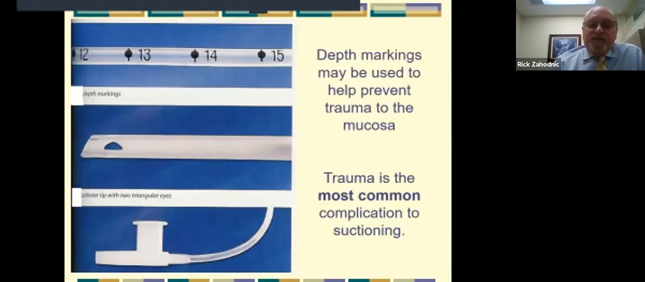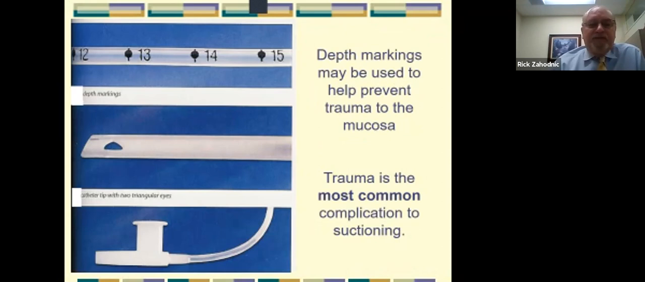Some suction catheters have depth markings so that we know how far we're going down, because obviously if you go down too far, you can introduce some damage. Trauma is the most common complication to suctioning, along with hypoxemia.